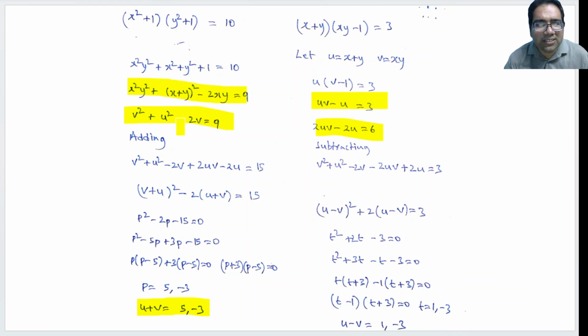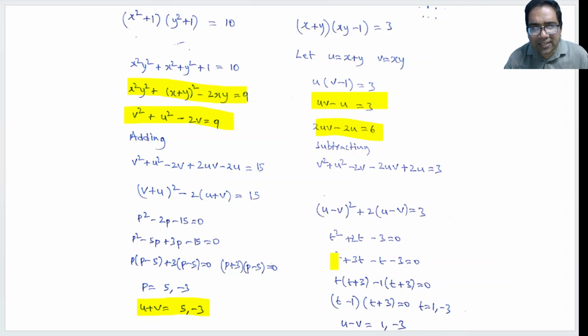Similarly, while subtracting this minus this: v² + u² − 2v − 2uv + 2u. This becomes, see, v² + u² − 2uv, so we can write it as (u − v)² + 2(u − v) again equals 9 − 6, which is 3. So this is also in the form of (u − v)². That is t² + 2t − 3 = 0, where t is u − v.